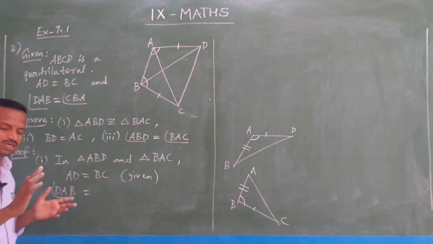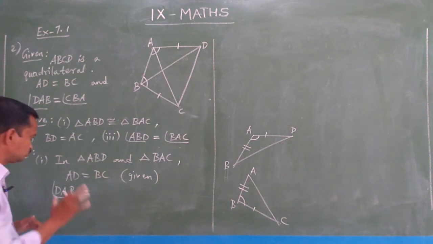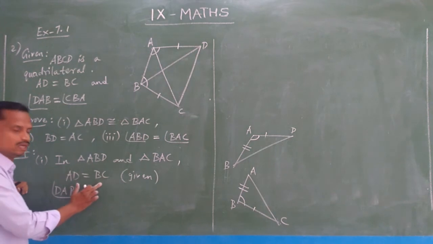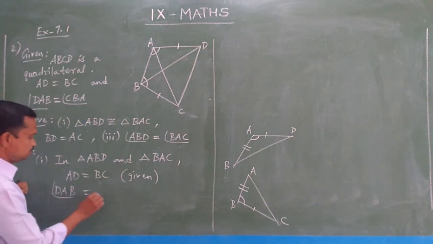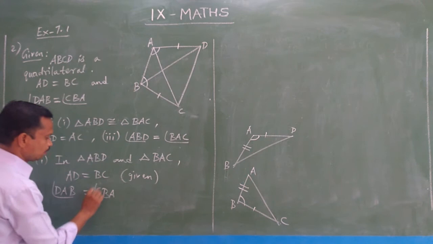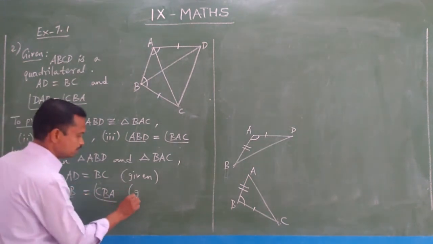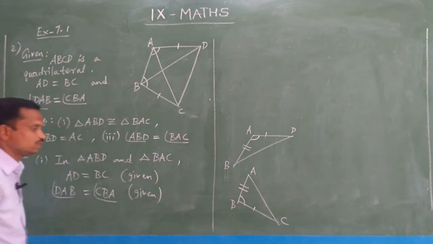That is correspondence, already I explained to you. The correspondence from the first triangle and this second triangle. So the side should be in the second triangle. And DAB is equal to CBA. You should note that also. This is also given by the question. The question itself they have given.